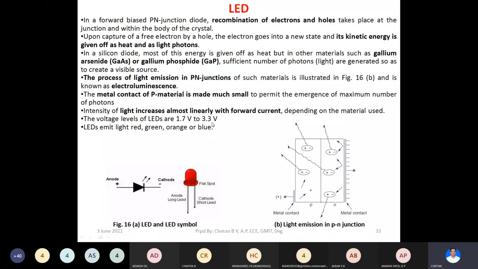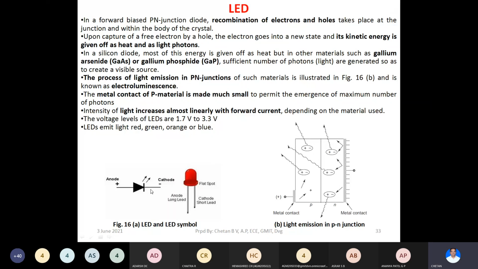And one more thing, this is the circuit symbol for this LED. Positive terminal anode, negative terminal cathode, and it is operated in forward biased condition. You can see the arrow marks. The arrow marks are directed towards outside, which means this is emitting light.